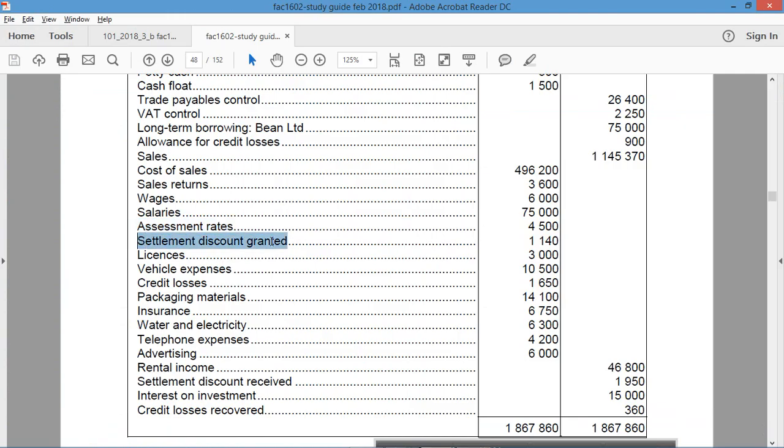Settlement discount granted. You're granting it to your debtors. So won't it be seen as expense? Yes. You can put it under expenses, but I see Unisa tends to show it against the sales, because it relates to your debtors. So in terms of credit, minus it from sales. That's what I've normally seen them do.